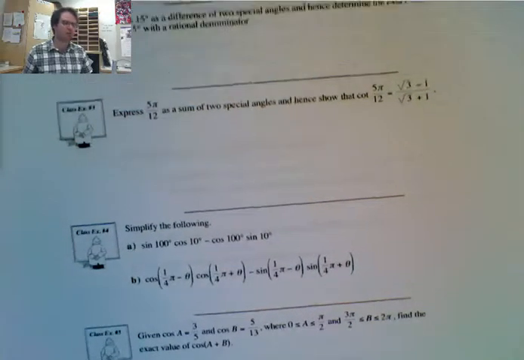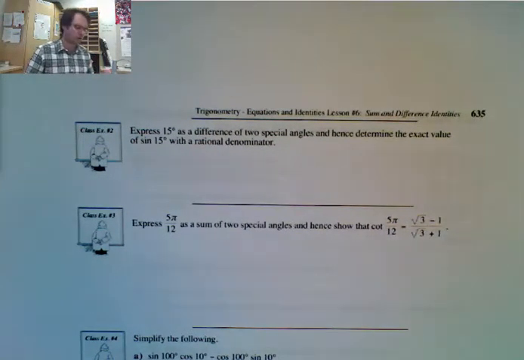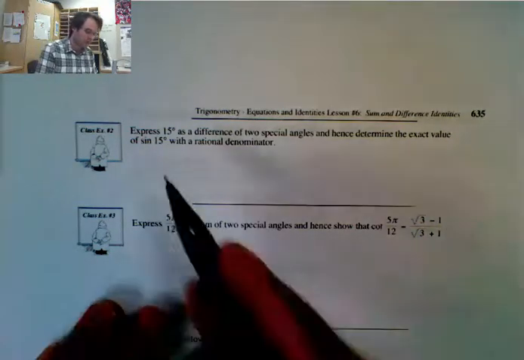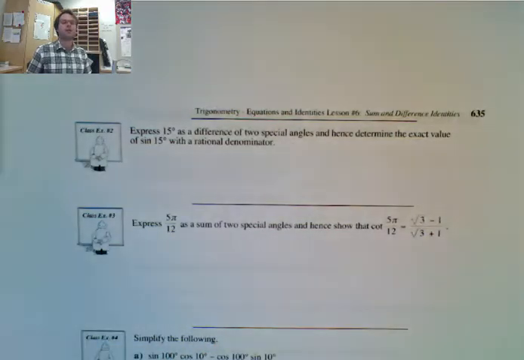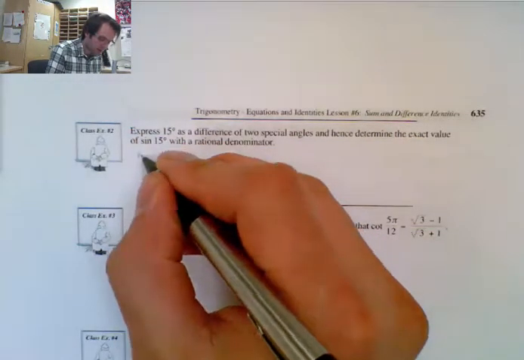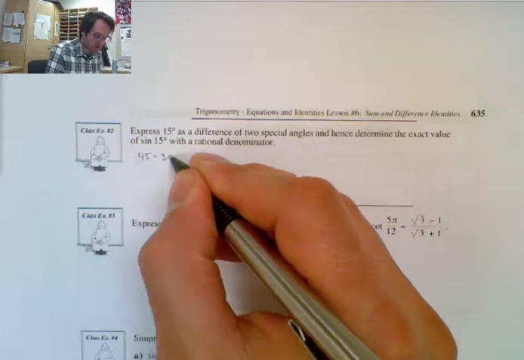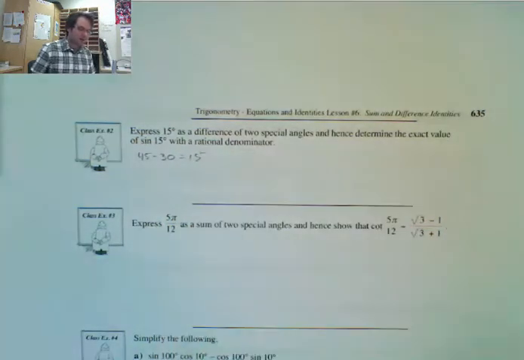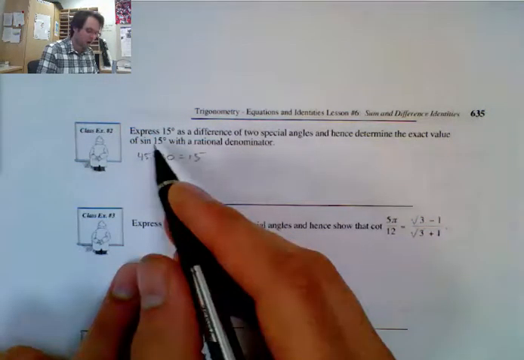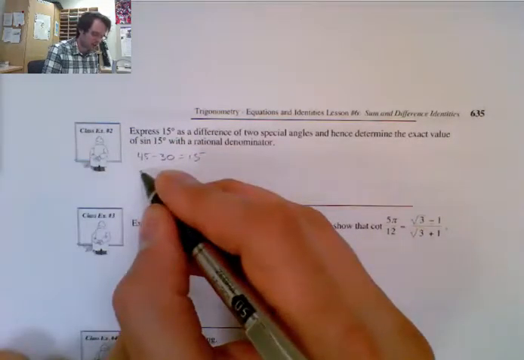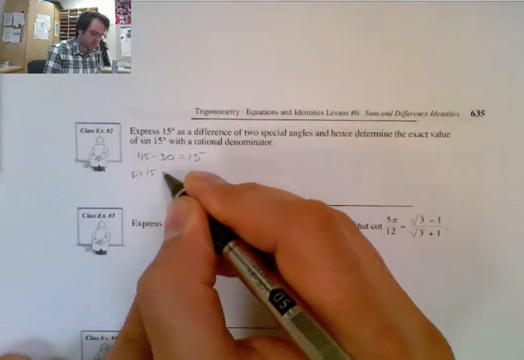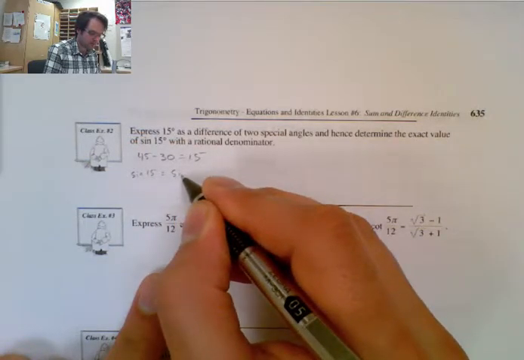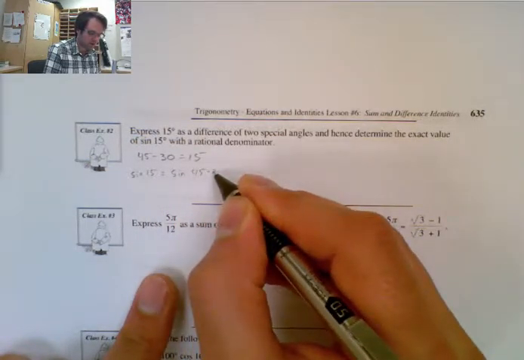Now for classroom example number 2, we're going to look at questions more similar to what you will see. It says express 15 degrees as a difference of two special angles. So 15 degrees is the same as 45 minus 30. Now we want to look at sine 15 degrees. So sine 15 is equal to sine(45 - 30).